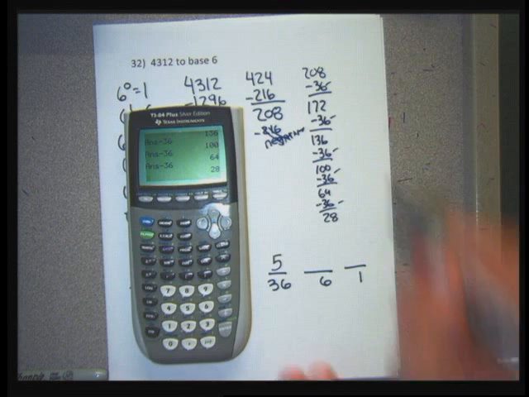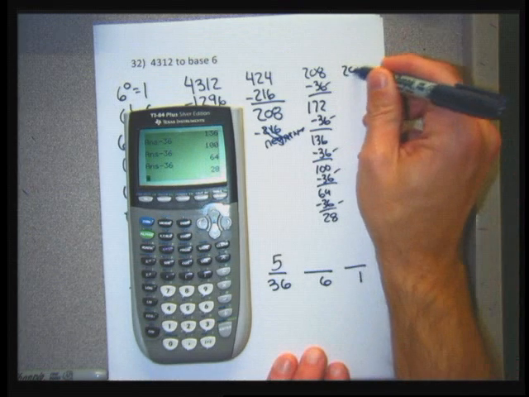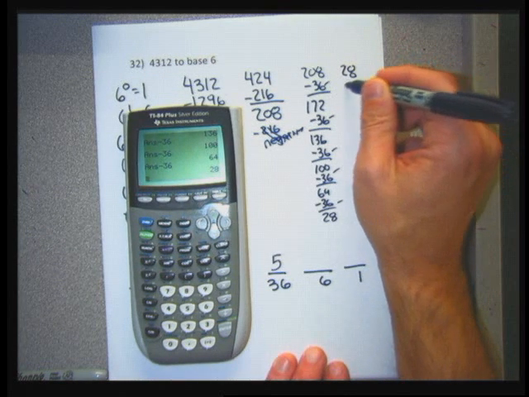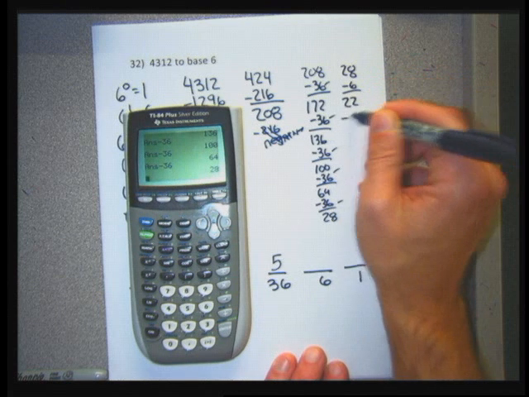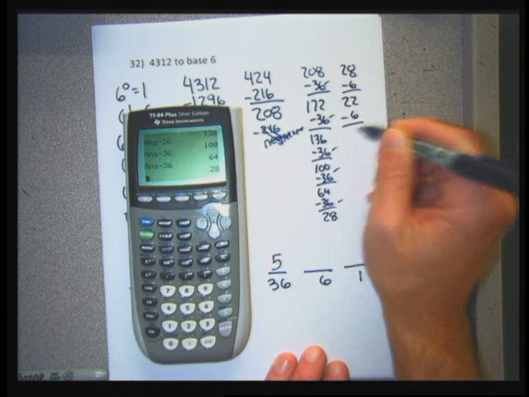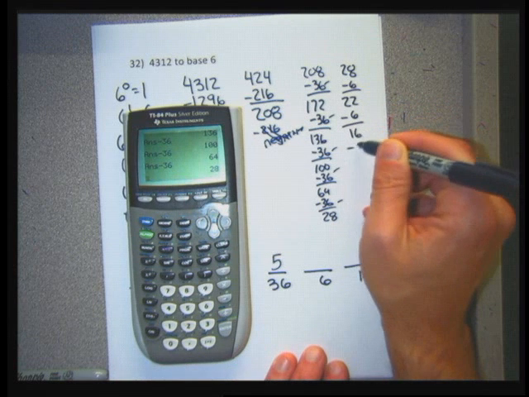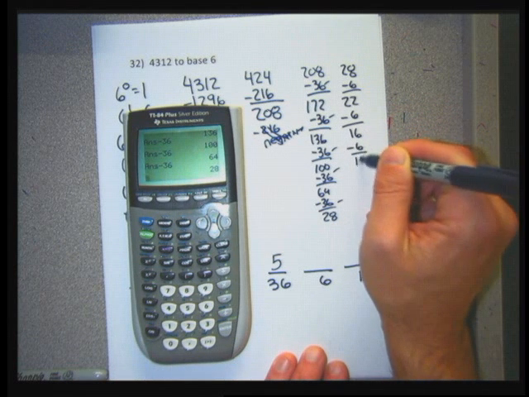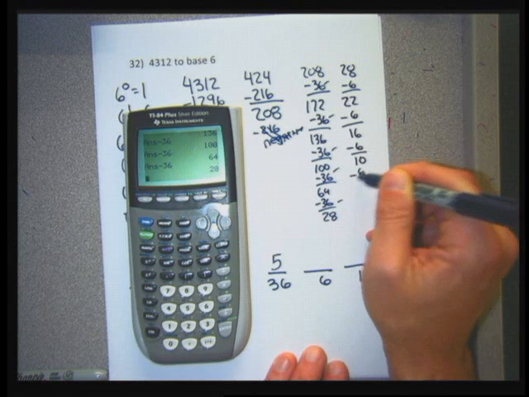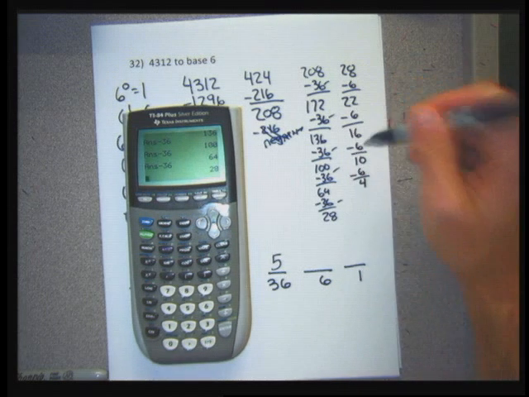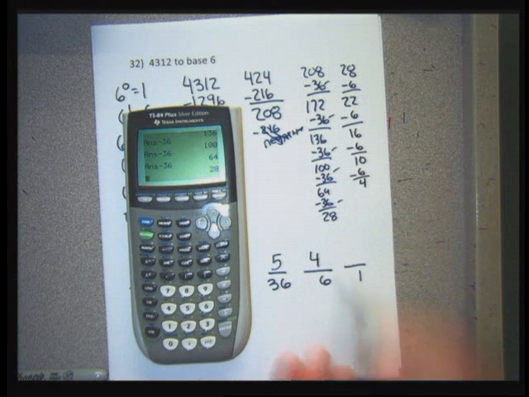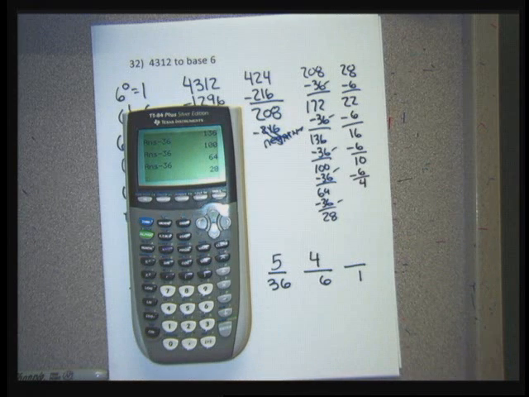Done with the 36, bring up the 28 and start subtracting 6. 28 minus 6 is 22. 22 minus 6 is 16. 16 minus 6 is 10. 10 minus 6 is 4. If I tried to subtract 6 one more time, I'd get a negative. So 1, 2, 3, 4 times I was able to subtract 6. So above the 6, I'm going to put a 4.